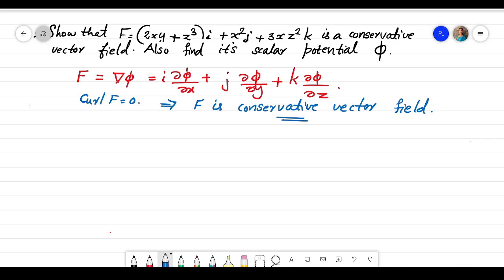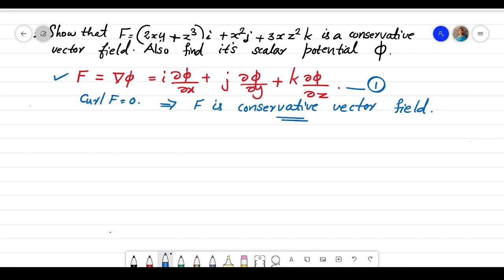Now we have to find the corresponding scalar potential also. So in order to find the scalar potential, we make use of this definition here. So what is our F? F is given here. By using the definition of del phi, this can be equal to i into ∂φ/∂x plus j into ∂φ/∂y plus k into ∂φ/∂z. Now you compare this formula with our capital F.